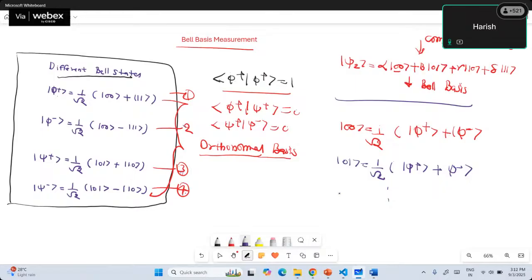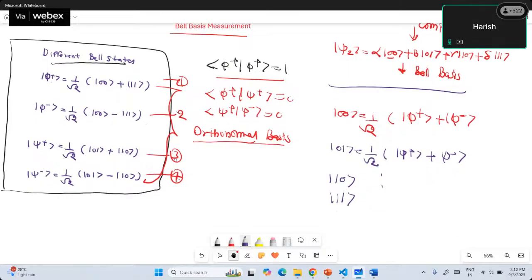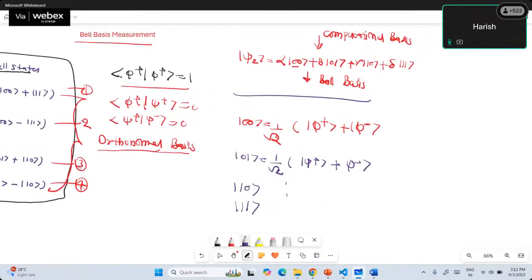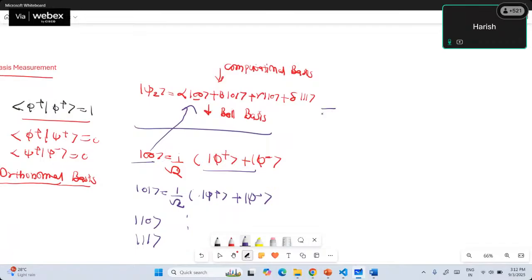So suppose we derive similarly for 1 0 and 1 1 in terms of this Bell basis. So what we can do is replace these values in this 2 qubit computational basis state psi 2. For 0 0 we will place this thing, for 1 0 and 1 1 we will place these things, phi plus, psi minus. So this way, psi 2 will be nothing but it will look like this.